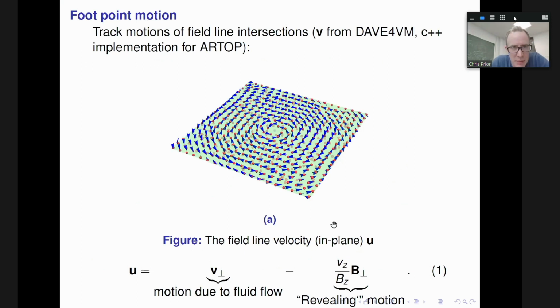And this is well established, but our code does actually do the calculations for you. You can track the motion of field points, making some assumptions such as an ideal evolution of the field. Basically, if you can take the magnetic field components, all 3 of them, and then use a velocity inversion to get a velocity field, then we can get this vector field U, which is depicted here, which is the motion of the intersection of a field line at the photospheric plane. So we can track how they're moving around.